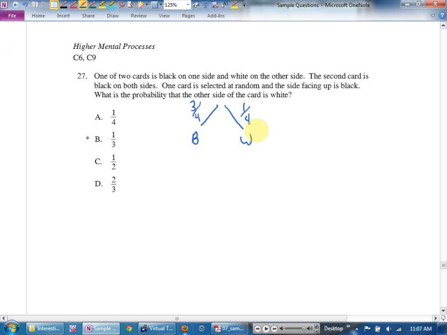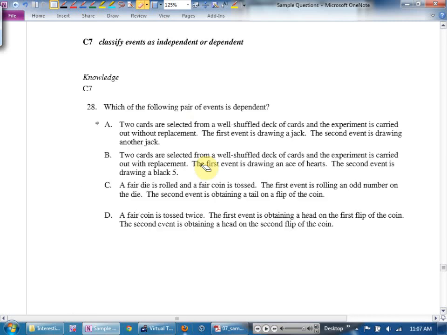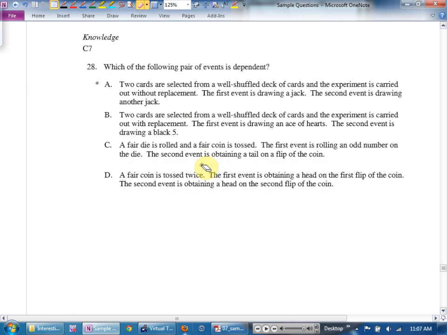Dependent. Remember, dependent means the odds of the first one occurring affect the odds of the second one occurring. So, which of these are dependent? Anytime you're picking cards without replacement, it's dependent. Here's my deck of cards. So I pick a card. What are the odds that this is an ace? It depends on whether that card was an ace or not. Because if that card was an ace, how many aces are left in the deck now? 3. If that card wasn't an ace, how many aces are left in the deck now? 4. It depends. Dependent.